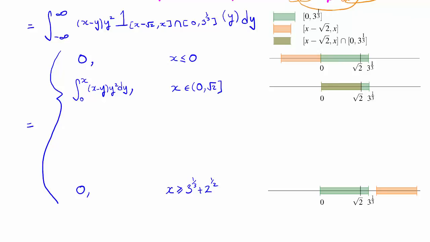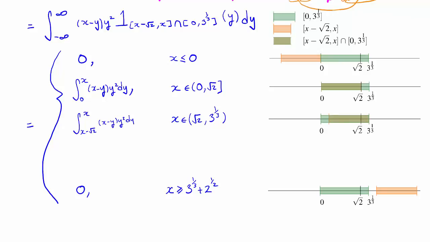In the next situation, when x is strictly between the square root of 2 and the cube root of 3, then x minus the square root of 2 is larger than 0. And so we're going to start at x minus the square root of 2. But since x is less than the cube root of 3, we're going to end at x. So those are the limits for the second case.